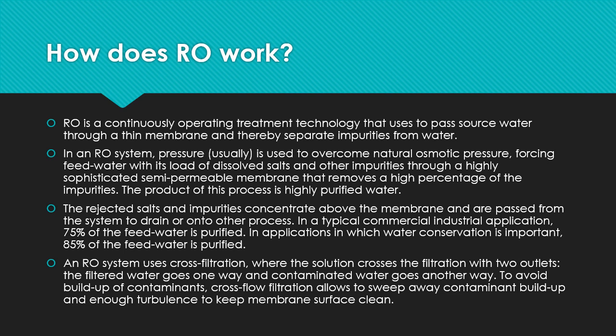In a typical commercial industrial application, 75% of the feed water is purified. In applications where water conservation is important, 85% of the feed water is purified. An RO system uses cross-flow filtration, where the solution crosses the filtration membrane with two outlets. The filtered water goes one way and the contaminated water goes another way. To avoid build-up, cross-flow filtration allows the flow to sweep away the contaminant build-up, with enough turbulence to keep the membrane surface clean.